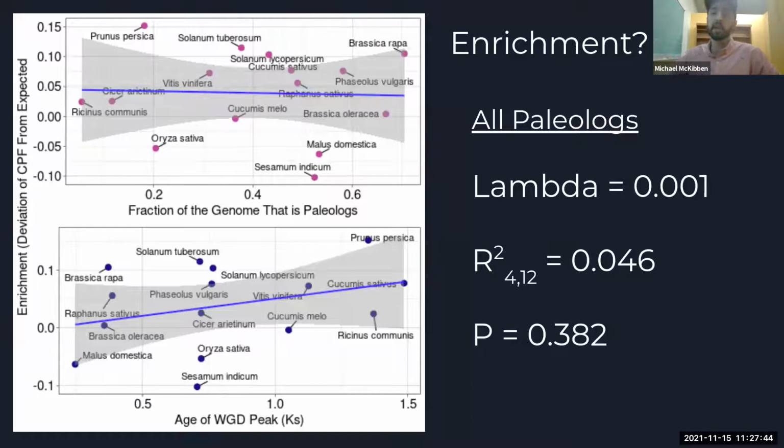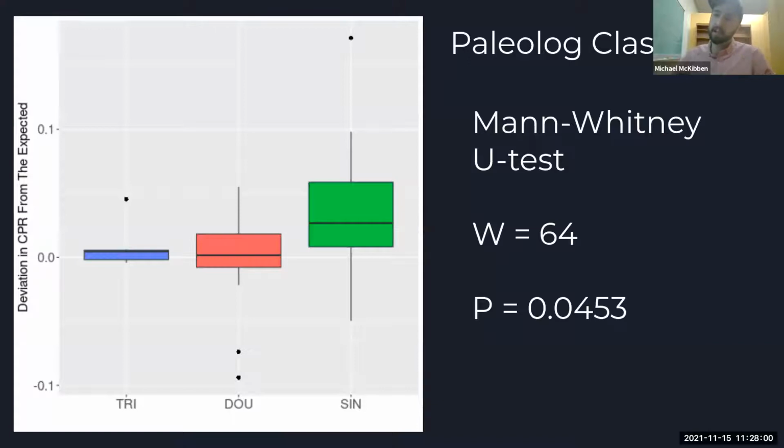Next, I looked at enrichment and once again asked whether the fraction of the genome that was paleologs or the age of the WGD was impacting the level of enrichment. And I saw neither a phylogenetic signal nor a significant result. And for my final question, I wanted to know if a particular class of paleologs was contributing more to enrichment. To do this, I used a Mann-Whitney U test comparing each retention status of paleolog, and single retained genes contributed significantly more to enrichment than the other classes. Interestingly, triple retained genes did not actually contribute significantly at all to enrichment.